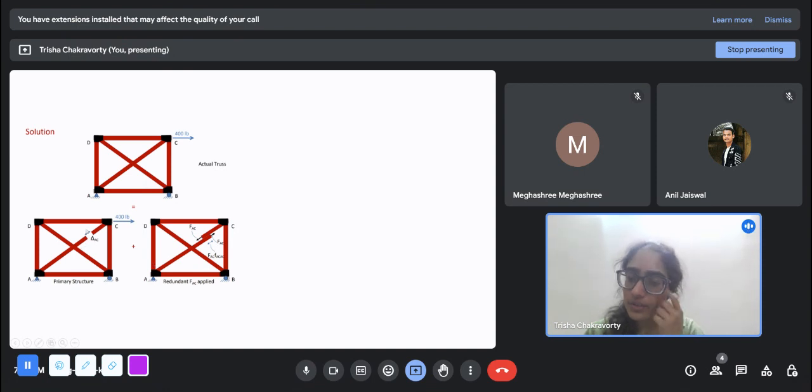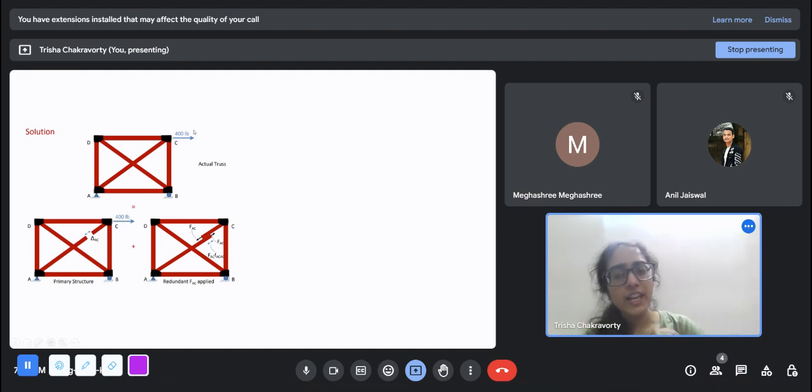One where this member is not here. Suppose this member is not here, then it will be a determinate truss. See, this is the primary structure, just like in a beam. In the primary structure, we remove the redundant force or the internal member force, whatever it is. We make it a determinate structure, and we keep the applied load. Here 400 pound was applied, we will apply 400 pound here.